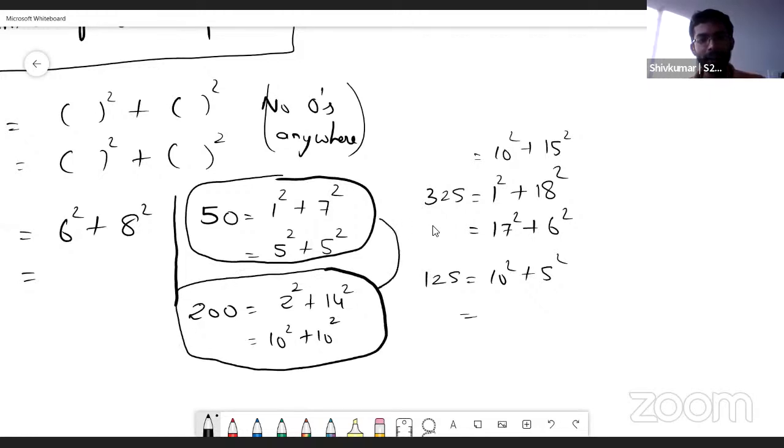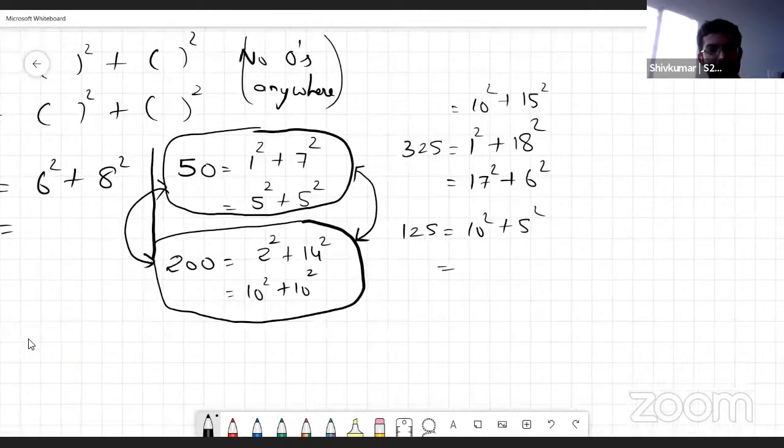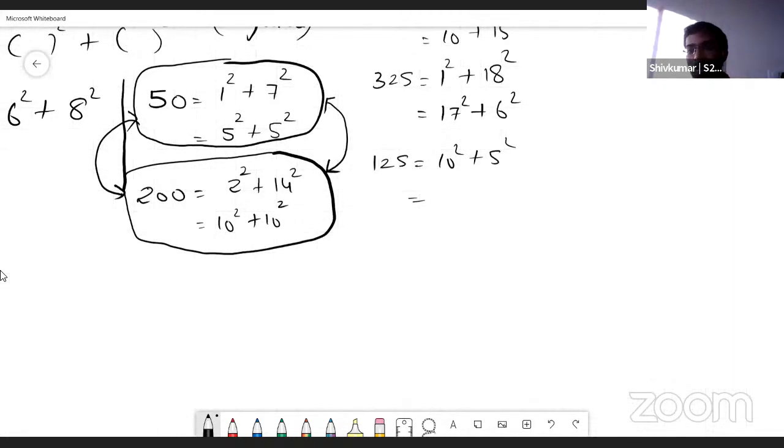The second set is the sum of the squares of the same numbers, like 5 square plus 5 square and 10 square plus 10 square. Correct. That is one observation. Very nice. Sir, and the second one is a multiple of the first. Yes. 1 2s are 2 and 7 2s are 14.